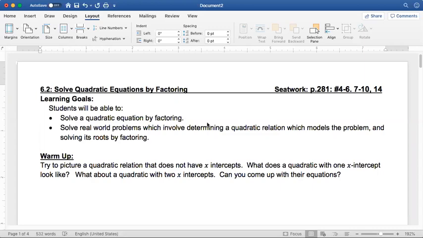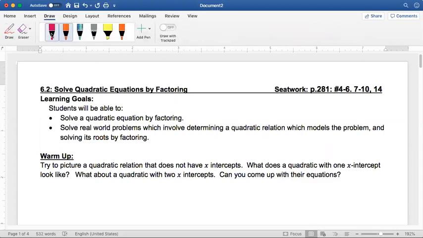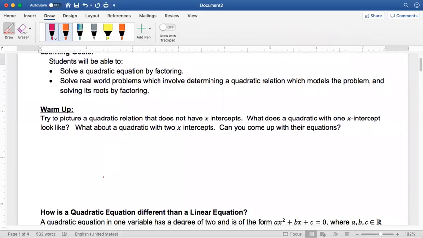So what I'd like you to do is picture a quadratic that does not have any x-intercepts. What does the quadratic look like? What does a quadratic look like with one x-intercept? What about one with two x-intercepts?